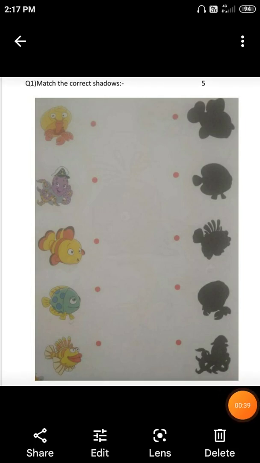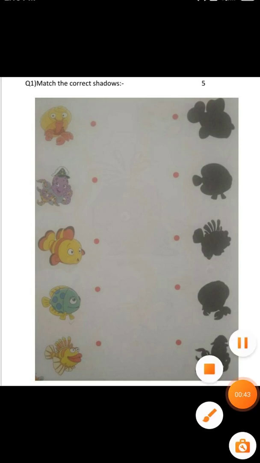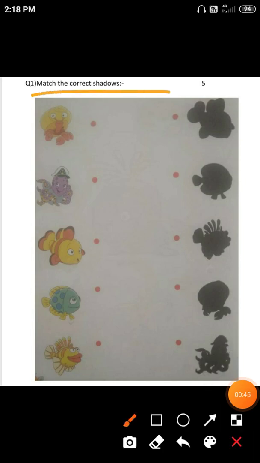Dear children, yesterday in EVS class, what we learned? We learned revision. So today we will take a revision class because of the PT2 test. So see the first heading, question number 1. Match the correct shadows.